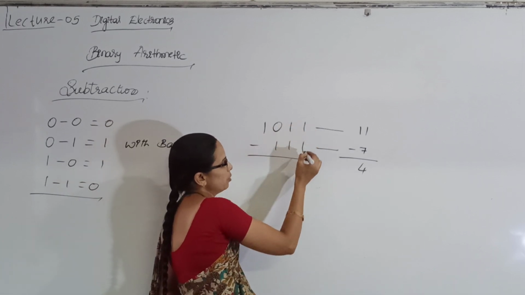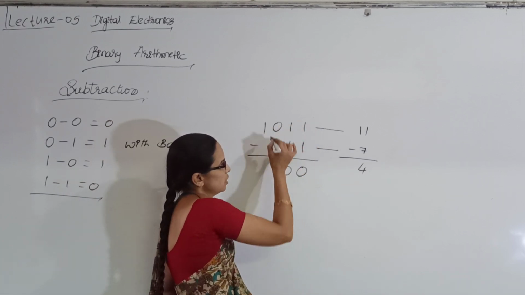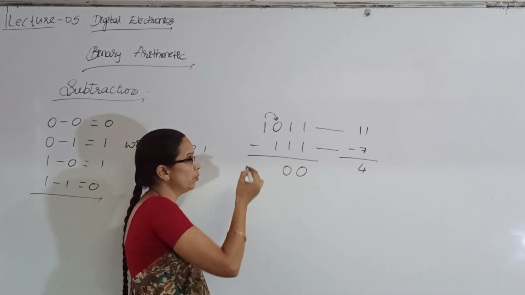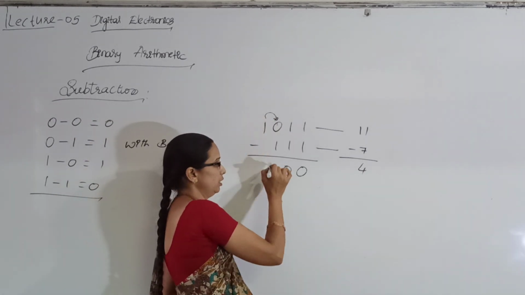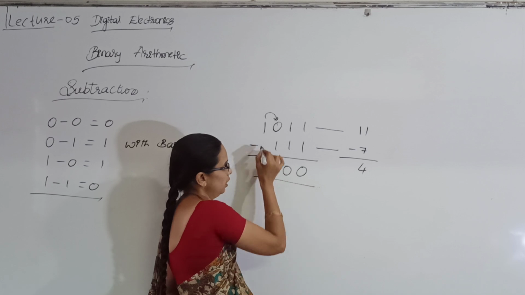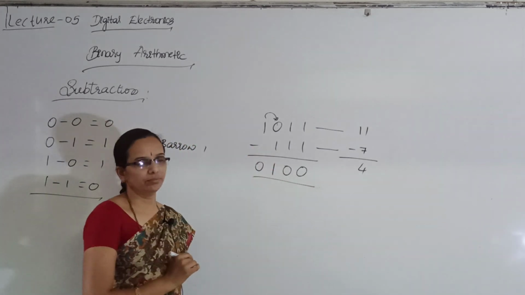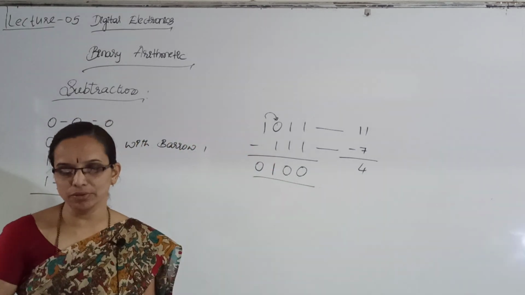100 you should get. 1 minus 1 is 0, 1 minus 1 is 0, and 0 minus 1 I cannot do. So we will take a borrow, then 2 minus 1 is 1, and it will be 0. Okay, we have got the answer 4.